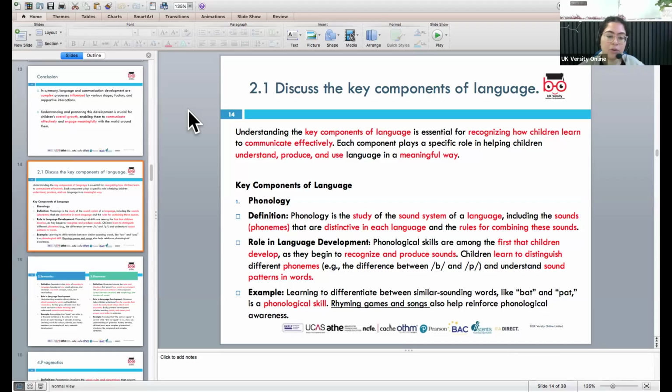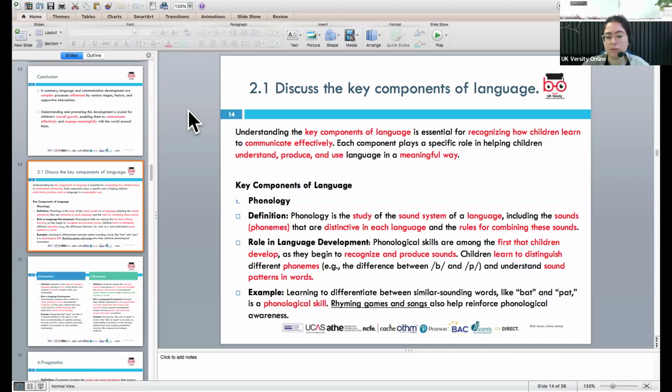Phonology, okay? Phonology is the study of the sound system of a language, which includes the sounds, also referred to as phonemes, that are distinctive in each language and the rules for combining these sounds. So as we just talked about, bat and pat. Phonology is nothing but the study of sound system. Now, what role does it play in language development? Phonological skills are among the first that children develop as they begin to recognize and produce sounds.